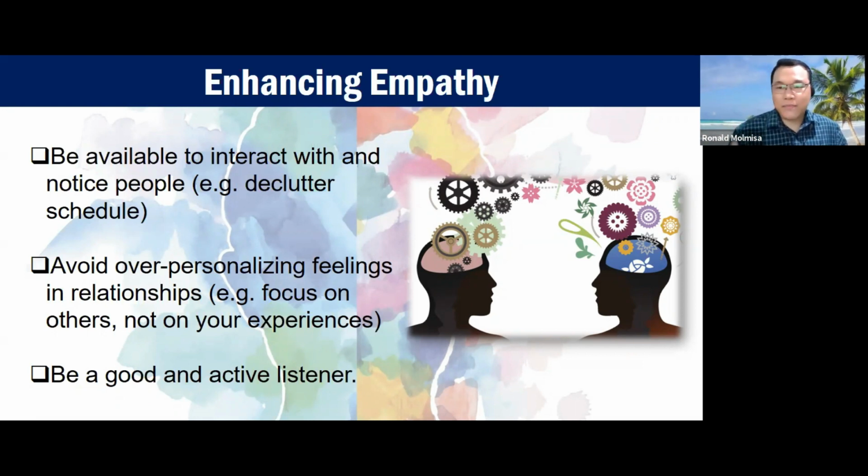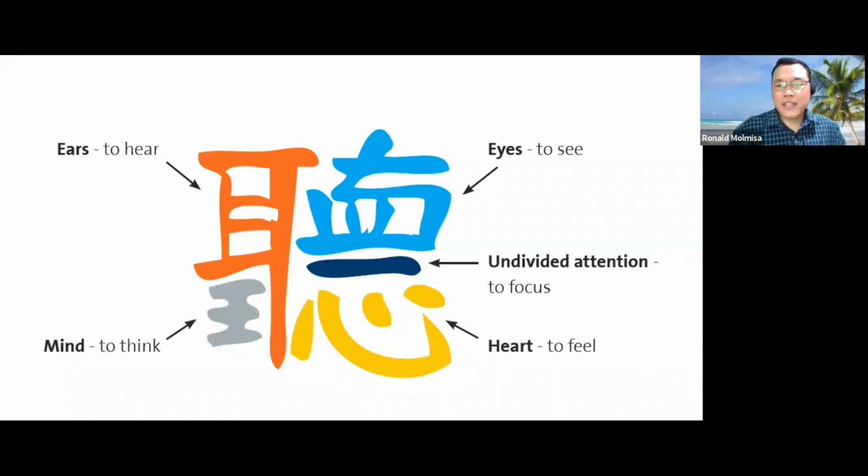And the last would be an active and a good listener. So how do you do it? Well, this is the Chinese character for listening. Eyes to see, may undivided attention, may heart to feel, mind to think, and ears to hear. So basically, ang ganda ng character, very symbolic ang Chinese character about listening. So undivided attention. It involves your heart, eyes, ears, and mind.